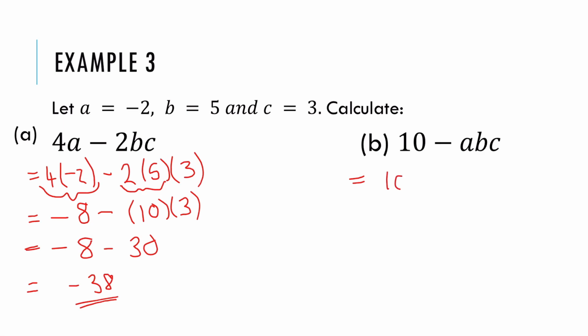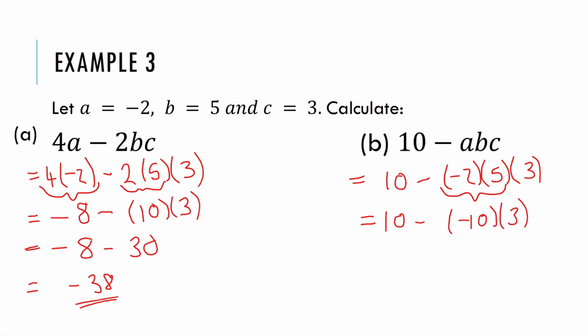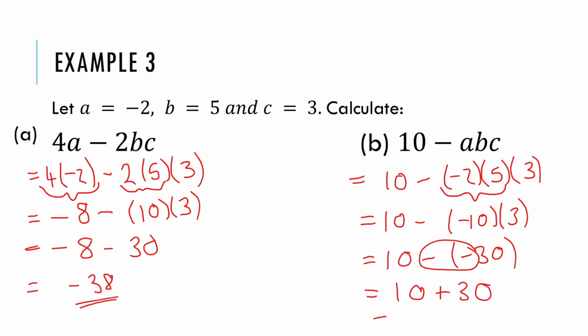In part B, substitute first. 10 minus A is negative 2, B is 5 and C is 3. Again, we've got to begin with our multiplication. Negative 2 times 5 is negative 10, and we've still got to multiply that by the 3 on the end. So that's 10, take away negative 10 times 3 is negative 30. Now remember the double negative rule, if you're subtracting a negative, that is the same as adding. So this becomes 10 plus 30, which gives me a final answer of 40.